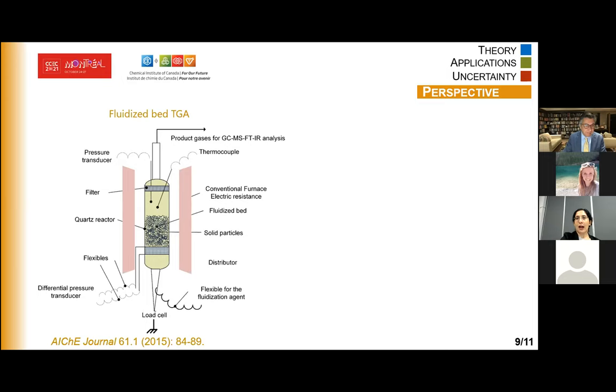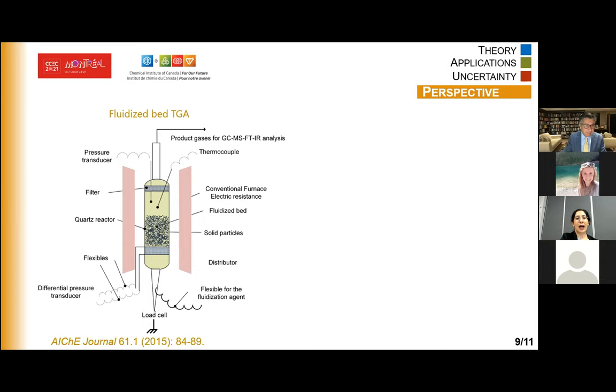As I said, the main limitation in TGAs is heat transfer and heating rate. For example, you want to analyze a process at 400 degrees Celsius, but the TGA needs to ramp up your sample to 400 degrees Celsius and cannot do it suddenly. With most TGAs, there is a limitation on the heating ramp, and it's normally a maximum of 40 degrees Celsius.